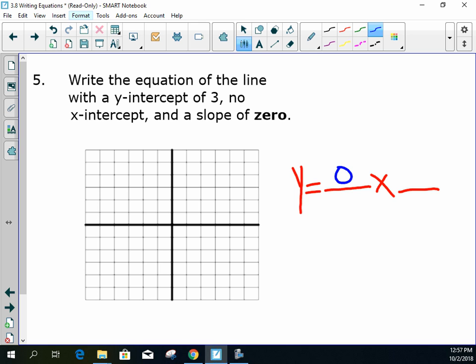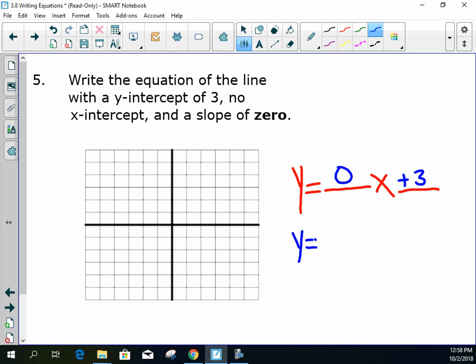Okay, so what is my slope? I'm sorry, what's my y-intercept? So I write plus 3. There it is. Slope of 0. Y-intercept of 3. But wait a minute, what's 0 times x? 0. What's 0 plus 3?